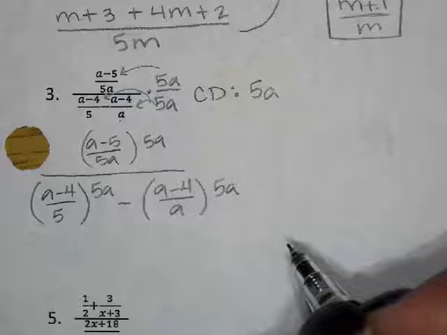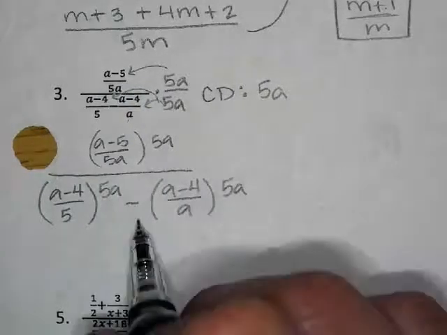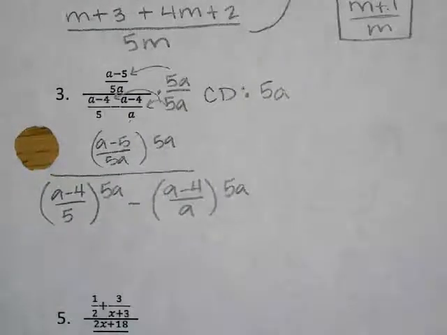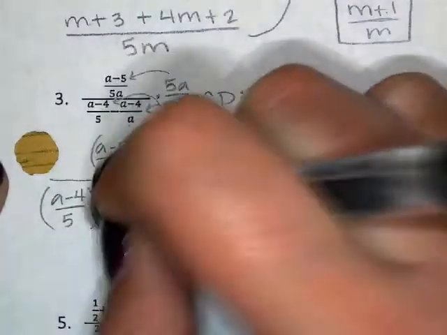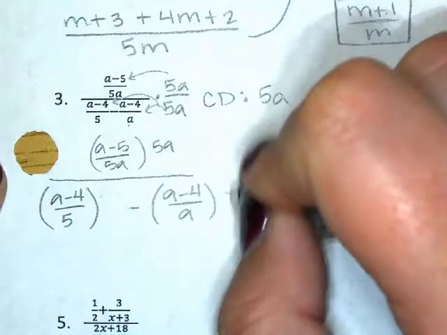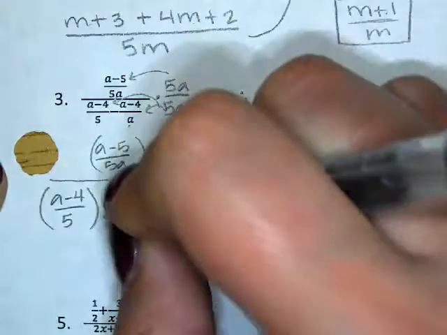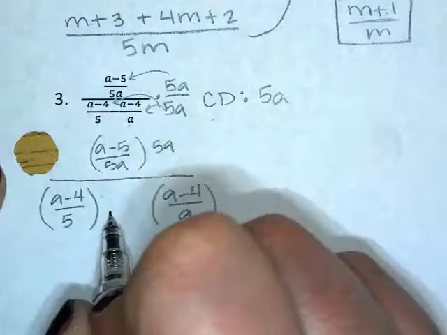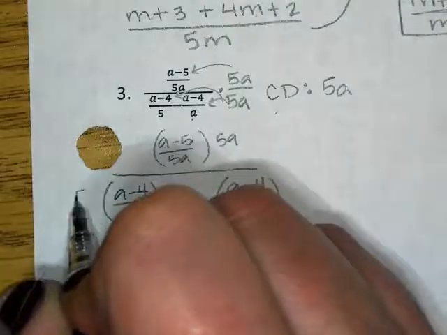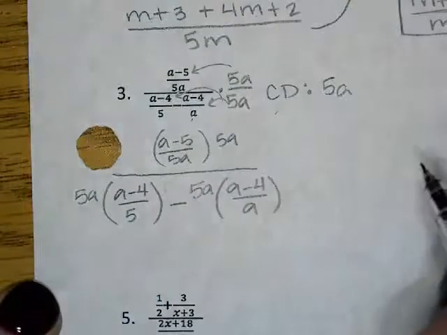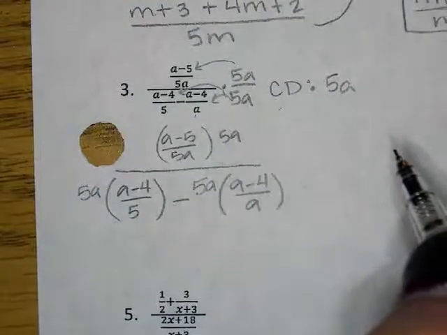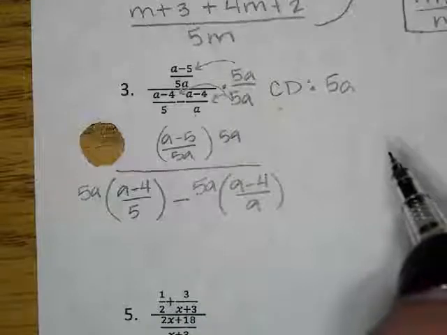Now, I keep writing what I'm distributing on the right side, but we could write it on the left side if that's how we want to distribute stuff, because on this one, we're not going to cancel everything. Are you guys okay with that? I just switched my 5a to the other side. I just moved my 5a over.